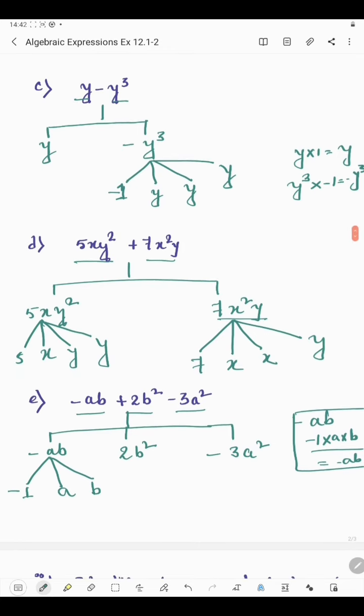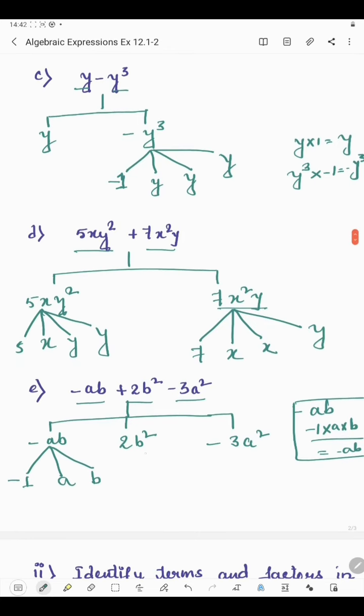Now we will write the factors of 2b square. So factors of 2b square is 2, and b square is present twice, so it's b and b. So 2 multiplied by b into b is 2b square, and lastly we have minus 3a square.